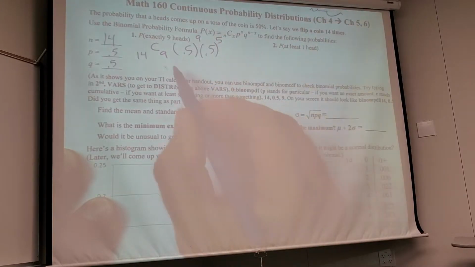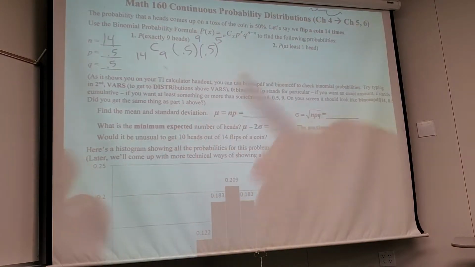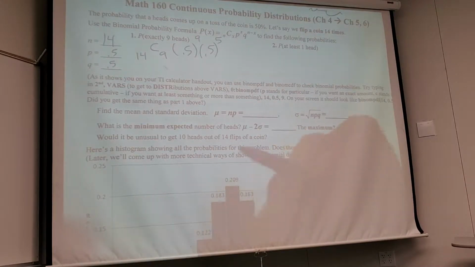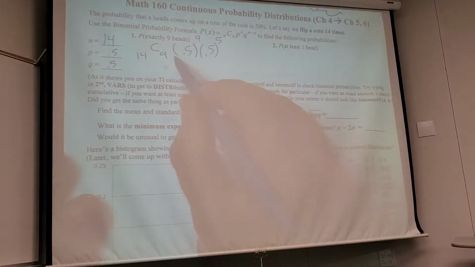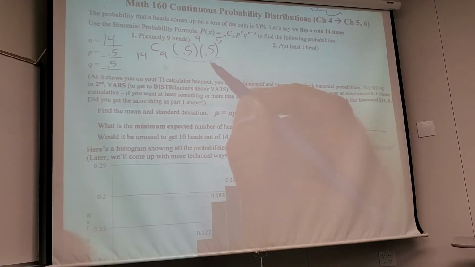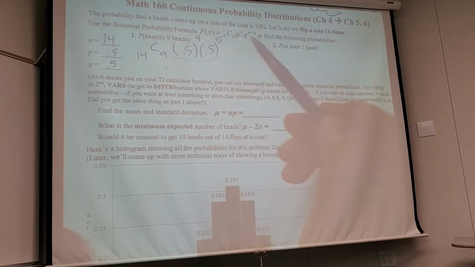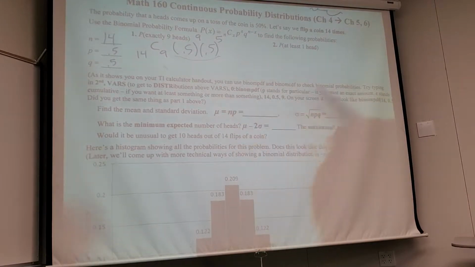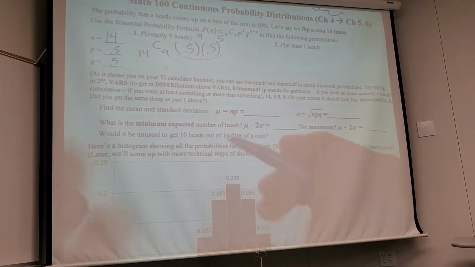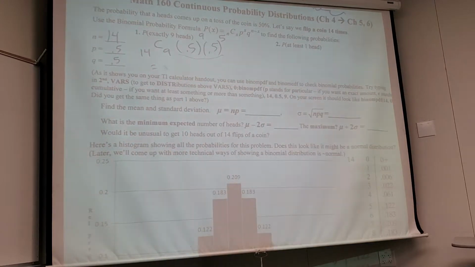And some of you might realize that when P and Q are equal, they're both 0.5, this is always going to be 0.5 to the 14th. It doesn't really matter which is which. You're going to end up with 14 of them. If you don't get that, it doesn't change anything. So it's all good. What do you get when you do that?